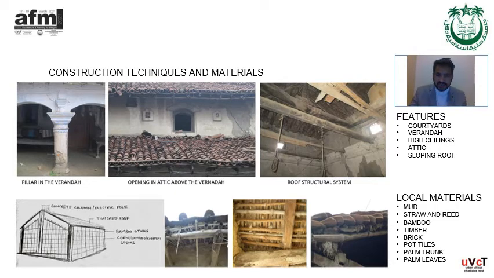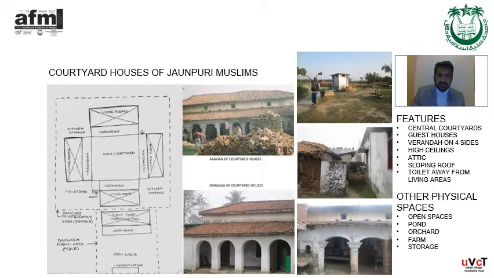These houses had attic, and also there were ventilators above the veranda. And in the roofing system, the palm trunk was used, the main trunk was used as a horizontal member, and bamboo and some woods were used as the sloping members to make the whole structure, and over the top pot tiles were used. Courtyard houses of Jaunpuri Muslims.